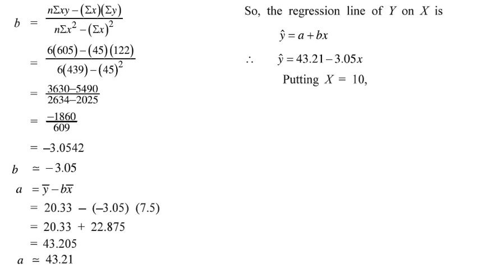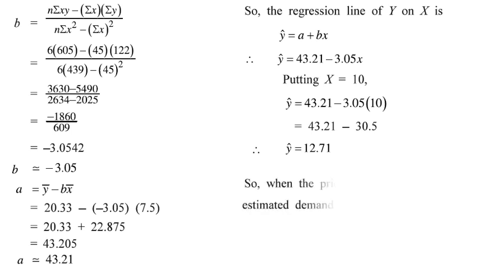Now in the question it was said that we have to put x as 10. So what if he keeps price at 10? What will be the estimate of the units demanded? Of course he is starting a new business, so he needs the estimate. Now when you put x as 10, you will get the answer as 12.71. So when he keeps the price at 10 rupees per unit, his demand is 12.71 units. So the statement is when the price is 10, estimated demand is 12.71 units.